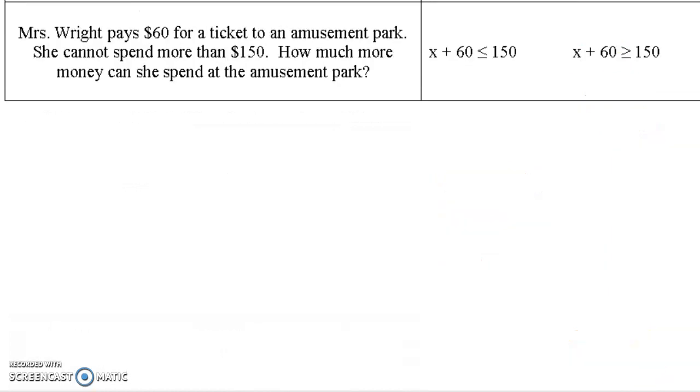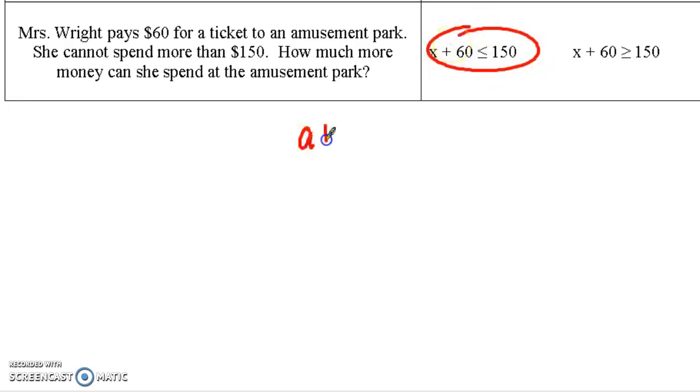Miss Wright pays for a ticket to an amusement park. She cannot spend more than $150. How much more money can she spend at the amusement park? So how much more she can spend plus 60 is less than or equal to the total 150 that she can spend.